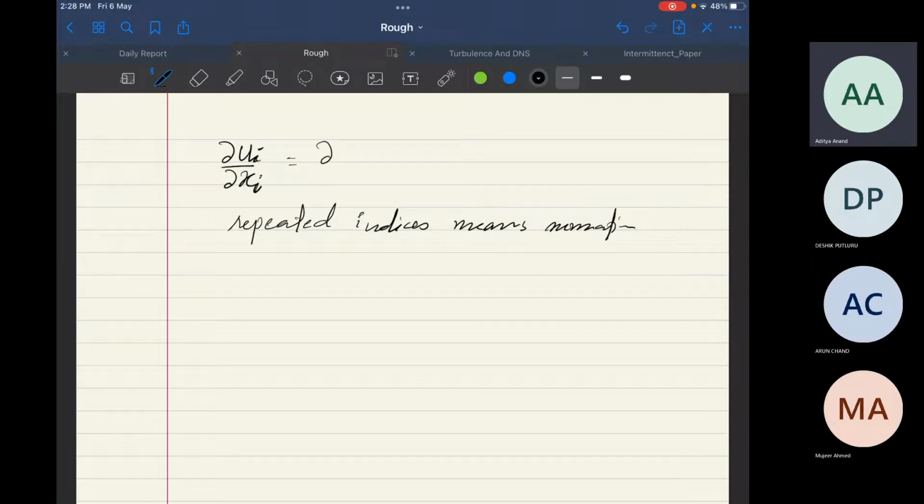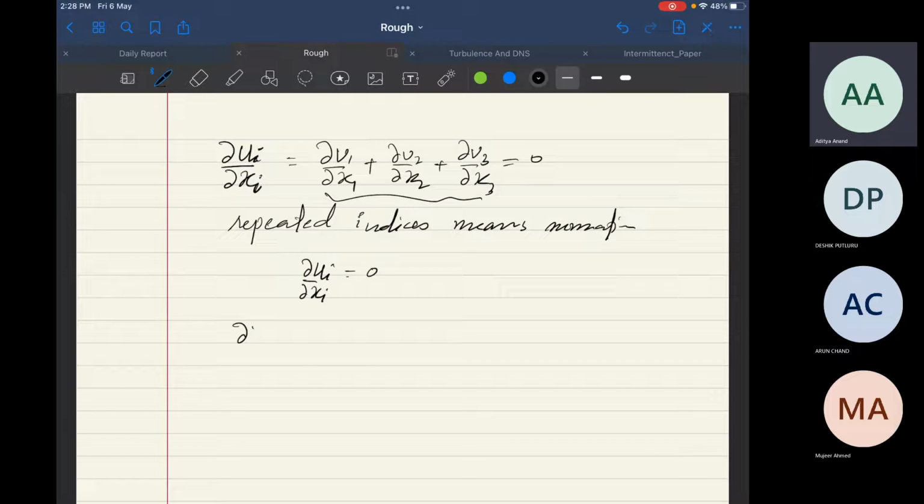Okay, so this essentially is del u1 by del x1, del u2 by del x2, and del u3 by del x3. Okay, so for an incompressible flow, this part is equal to 0. So in tensor notations, your continuity equation is del ui by del xi equal to 0.